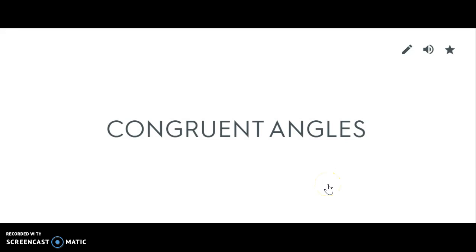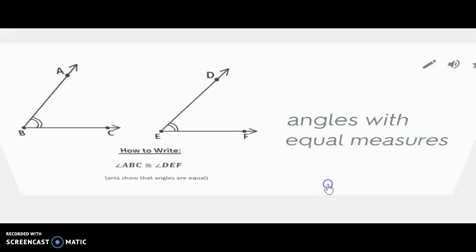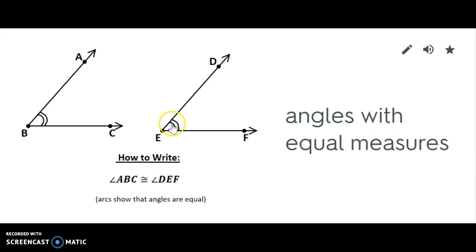And then the last thing, congruent angles. When you bisect angles, you have congruent angles, and so you put marks on the pictures, so that angle ABC is congruent to angle DEF. Arcs show that angles are congruent. So just like when we had ticks show that segments are congruent, arcs show that angles are congruent.